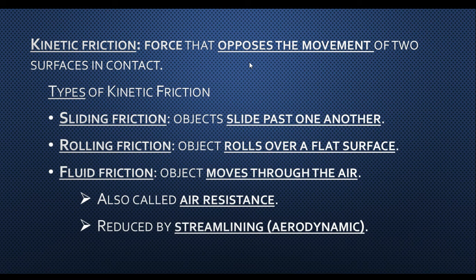Now, the three types of kinetic friction are sliding friction, rolling friction, and fluid friction. Okay, so once it's in motion, you have these three options here. So, sliding friction is simply objects sliding past one another.